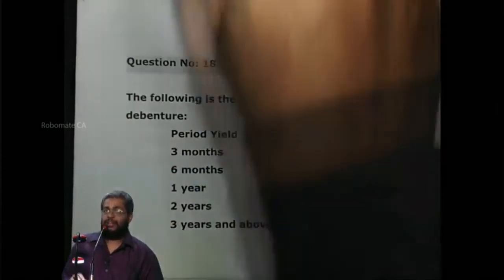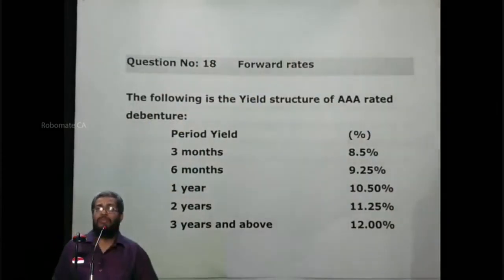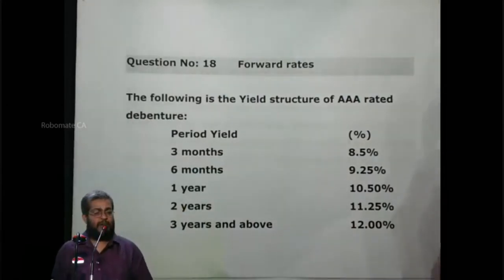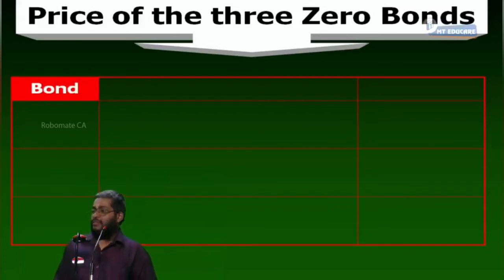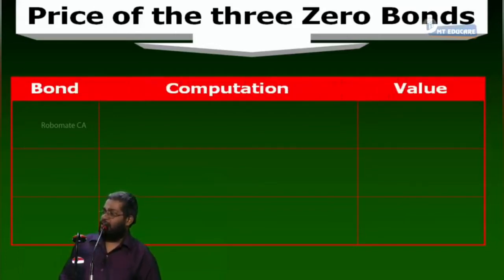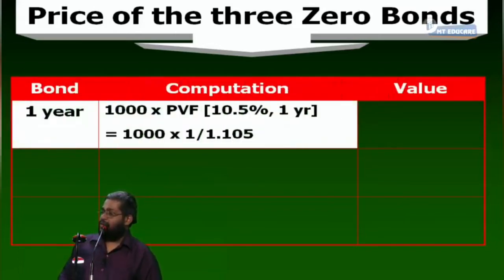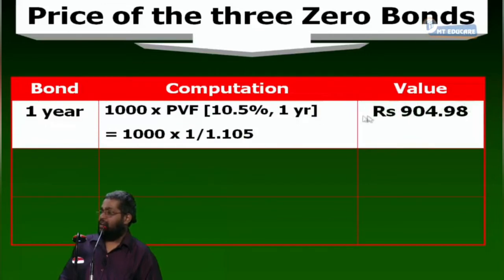Now, look at this. Price of 3 zero bonds. Zero bonds are nothing but zero coupon bonds, popularly called zero bonds. Bond computation value. 1 year bond, 1000, discounted at how much percent? 10.5%, 1 year. I get the value as 904.98. You round it off to 905. Not an issue.